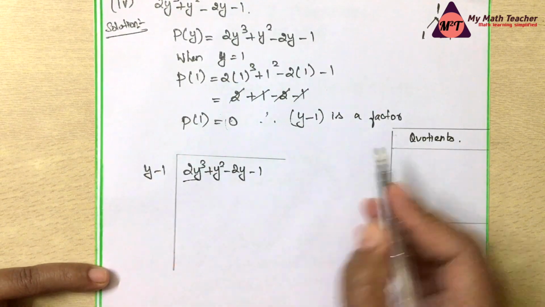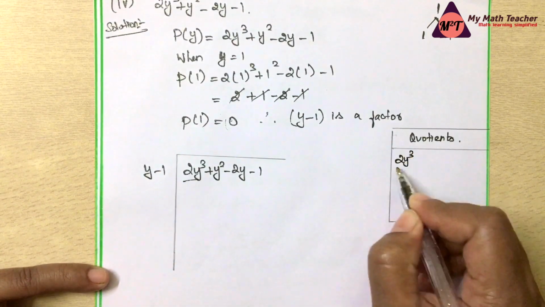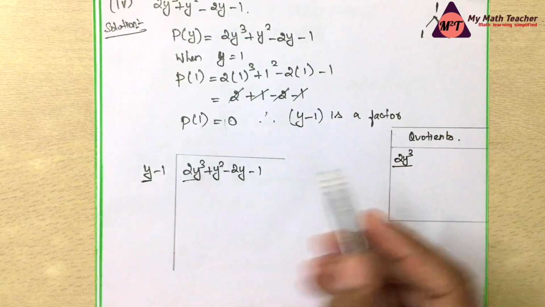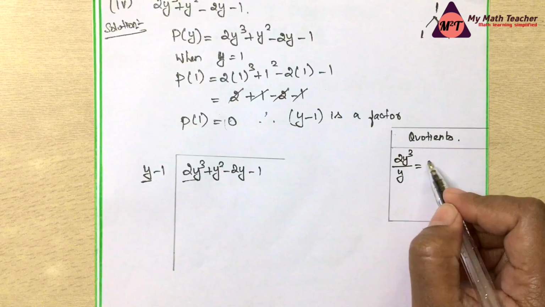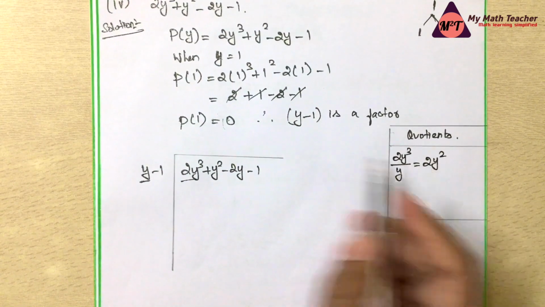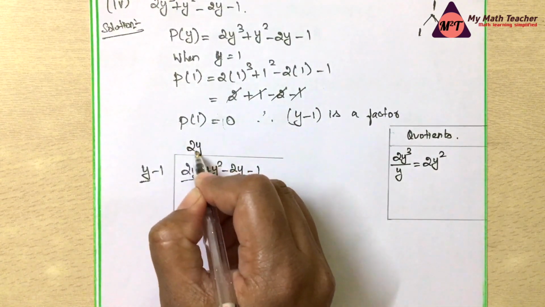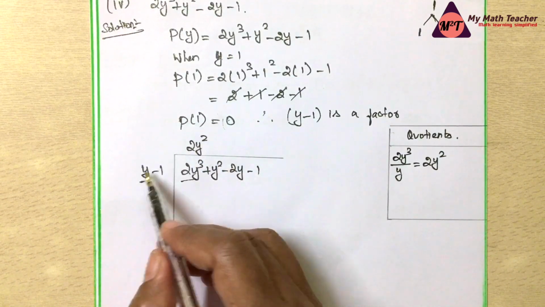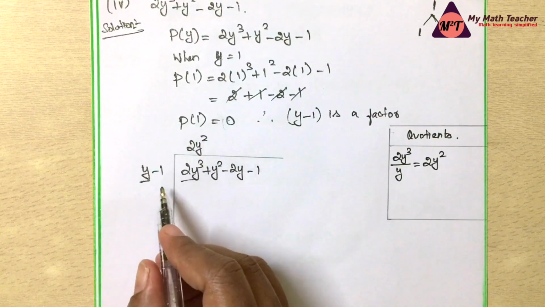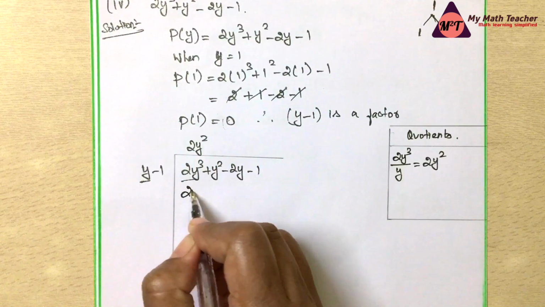Consider the first term, that is 2y cube, divided by the first term here, which is y. We know that when you divide, you will get 2y square. Now directly you can write in the quotient: it is 2y square, which is the first term.